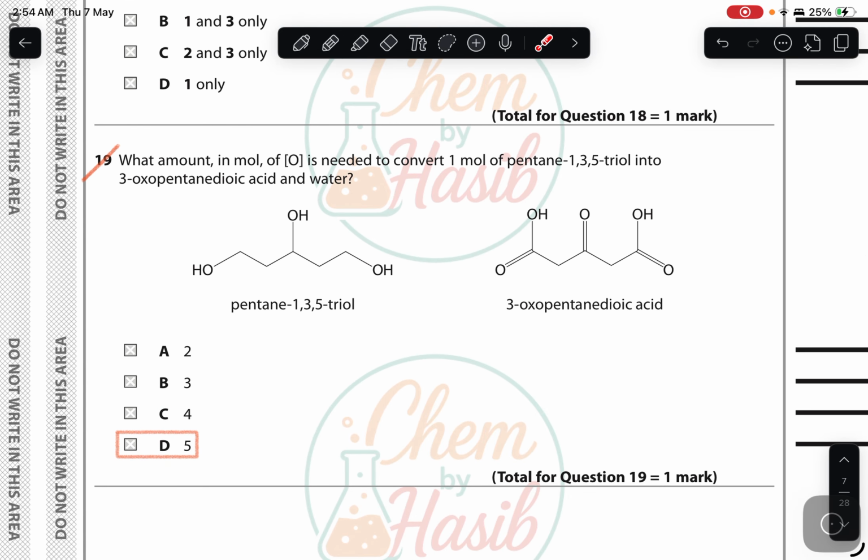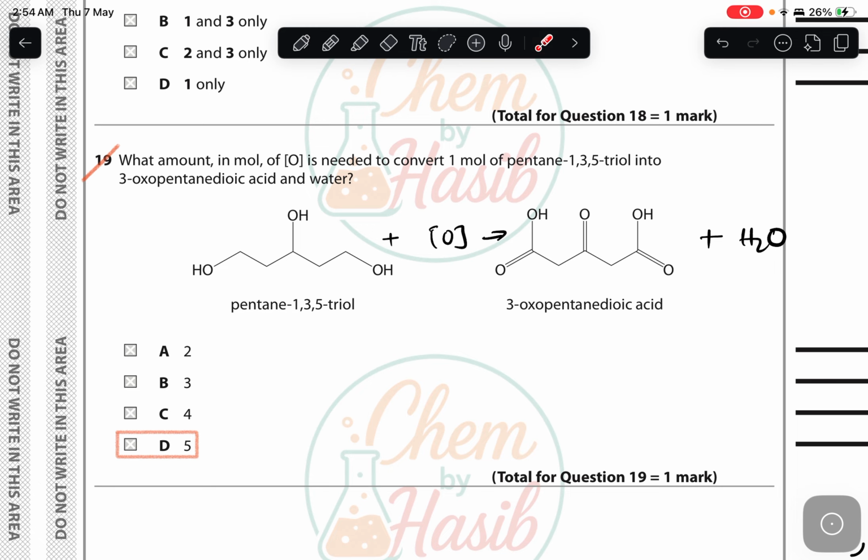Then we move on to question number 19. It says, what amount in moles of oxygen is needed to convert 1 mole of pentane-1,3,5-triol into 3-oxopentanedioic acid and water? How many moles of oxygen are needed? You're turning these into oxopentanedioic acid, right? So you're supposed to react with O2 and produce this and water, right? So you have to balance hydrogen as well as oxygen, right? You have to balance both.